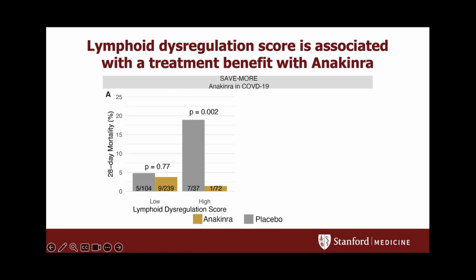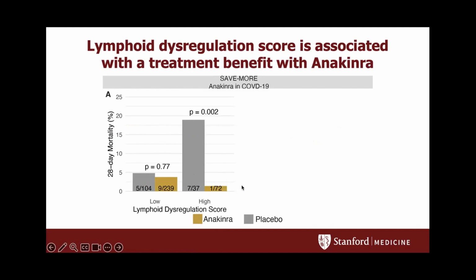patients. So on the left, you can see this bar plot of mortality on the y-axis, split up by lymphoid dysregulation on the x-axis, so dysregulated here on the right, and then treatment with placebo in gray and anakinra in gold.